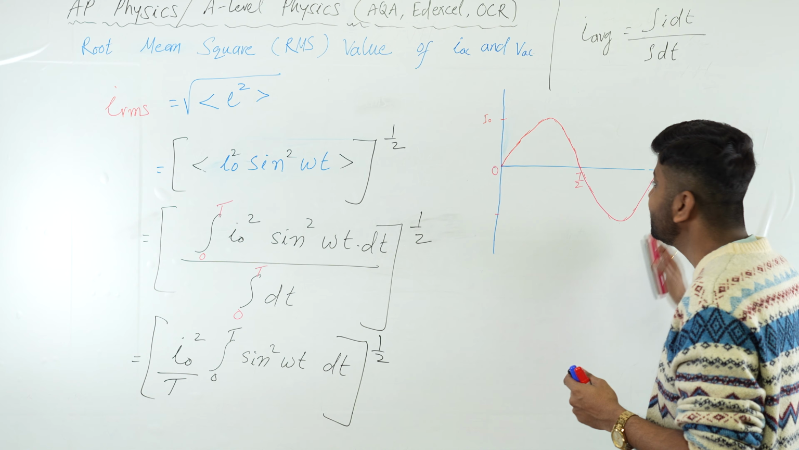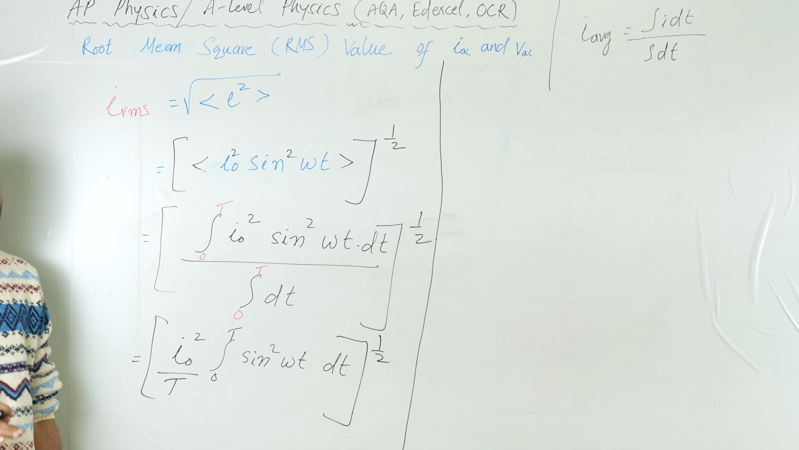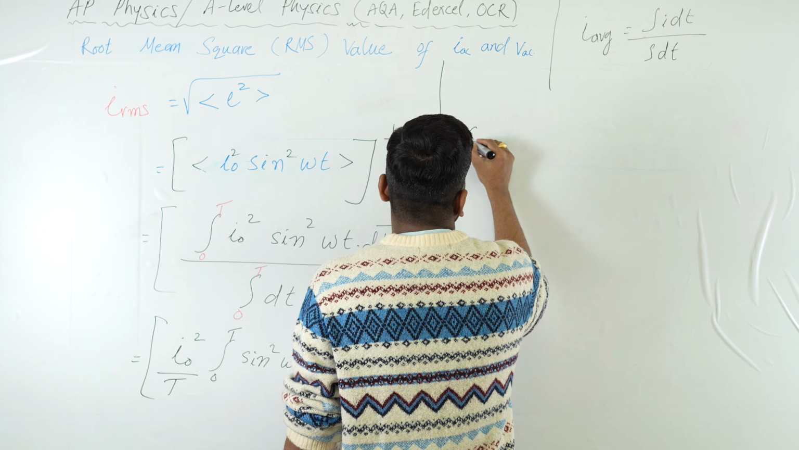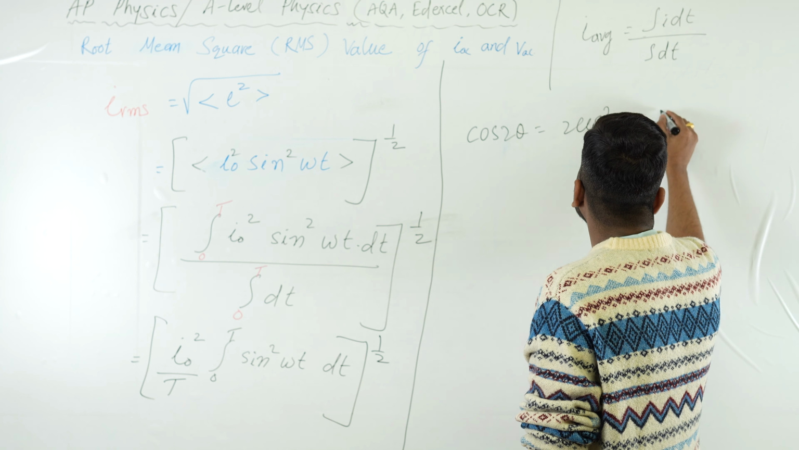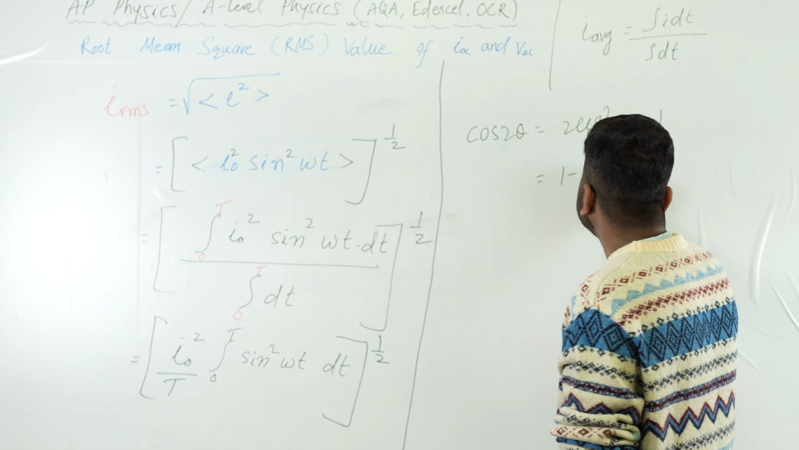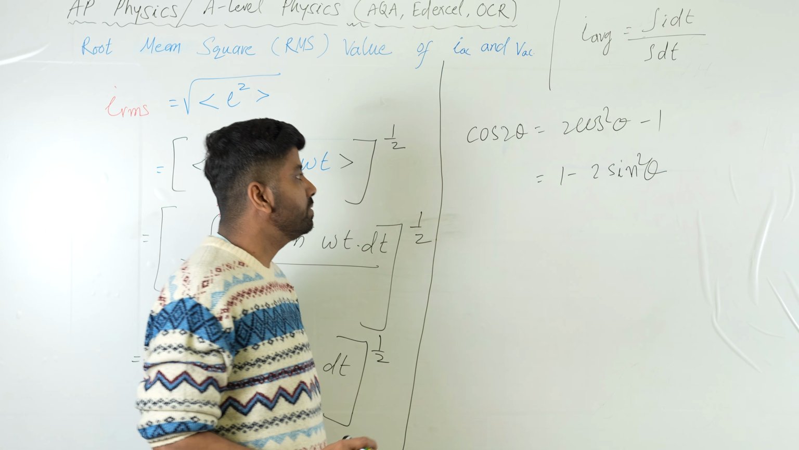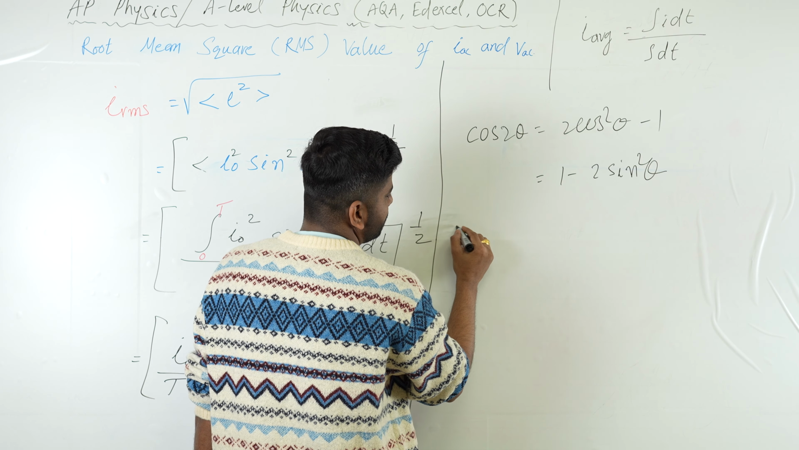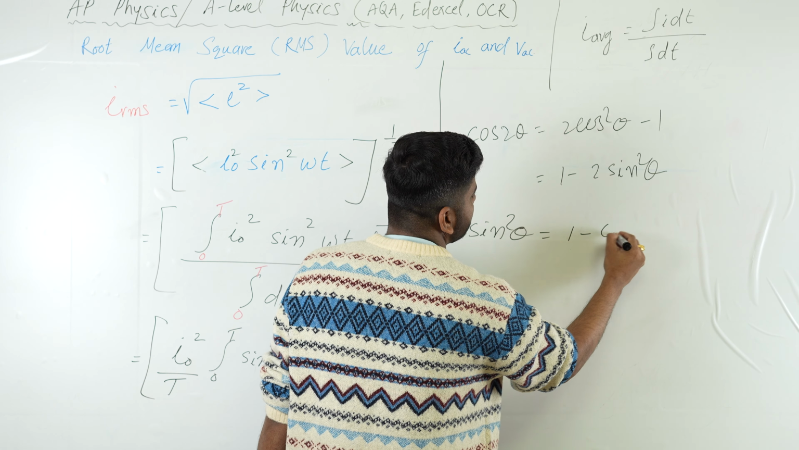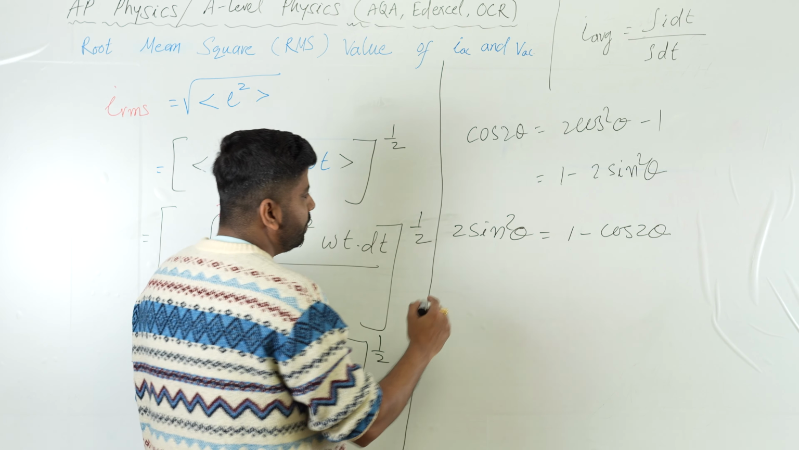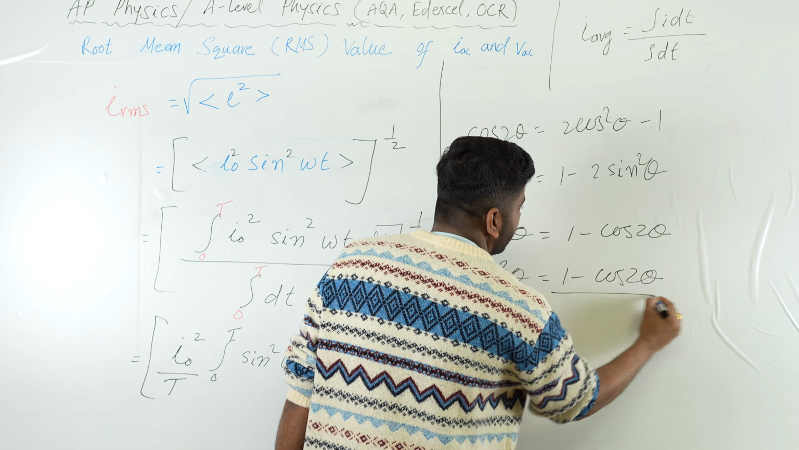So this is sinusoidal in nature, that is why I have written the graph, so I want to erase this. Now one thing you remember, in trigonometry, cos 2 theta is equal to 2 cos square theta minus 1, or 1 minus 2 sine square theta. I think you are familiar with this in trigonometry. So then 2 sine square theta is equal to 1 minus cos 2 theta, right? So sine square theta is 1 minus cos 2 theta upon 2.